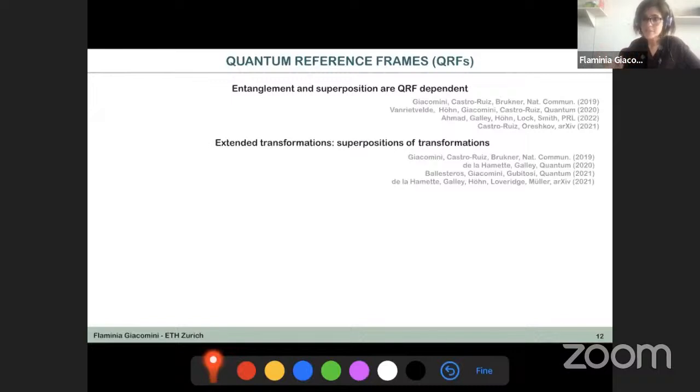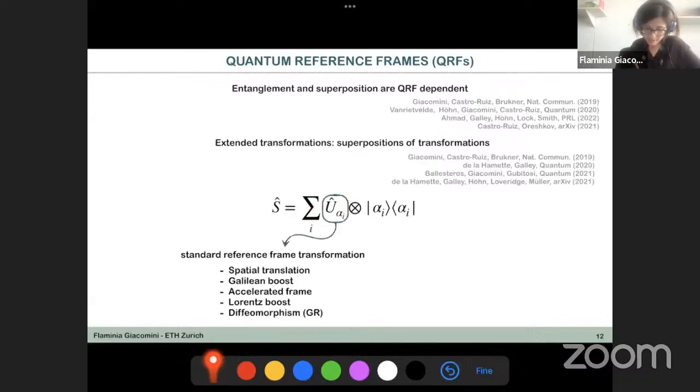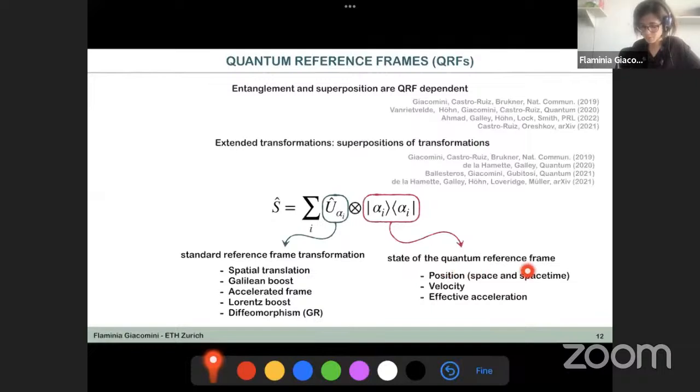The one I presented is the simplest transformation that you can imagine. There are more complicated ones where we can also do, say, superpositions of translations, superpositions of boosts. But all those that I found so far have this structure, where this one is a standard reference frame transformation. So it can be a translation, a boost, the transformation to an accelerated frame, a Lorentz boost, and so on. And this one here is a control parameter. Basically, the parameter of the transformation is controlled on an additional Hilbert space that is the Hilbert space of the quantum reference frame. So we can think of this, for instance, as being the position or the velocity of the quantum reference frame.